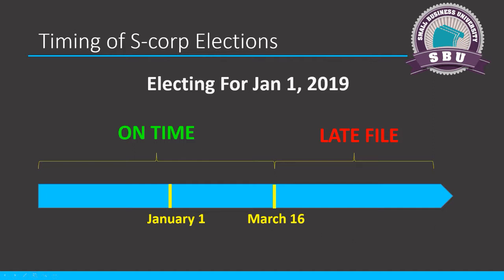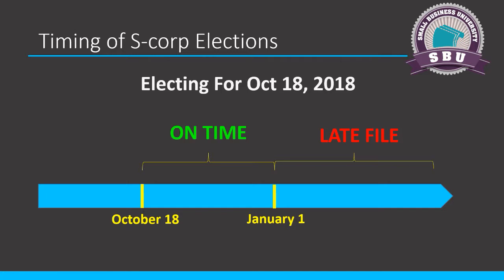Let me show you another scenario here. So now, in this example, I have a new business. Okay, same principles, but it's a new business. The business was started on October 18th, and they want to be an S-Corp for the rest of the 2018 tax year. Okay, now I need to make sure that it is filed by January 1st, 2019, which is 75 days after October 18th. I need to make sure that my S-Corp election is filed by January 1st. That means I then am an S corporation from October 18th through December 31st of 2018 and for forever until I change that.